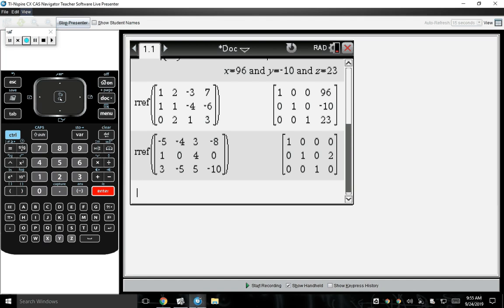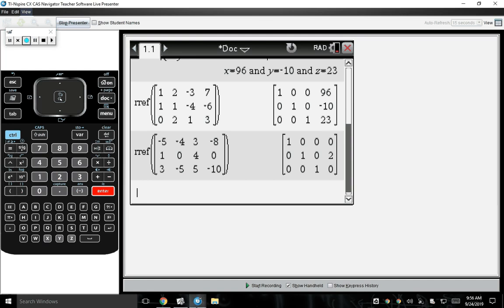Could you, like, for the original matrix, just write out the system of equations and plug that in to check it by hand? Yeah. No, you can check it by hand. You could also do this like negative 5x minus 4y plus 3z is equal to negative 8, and so on and so forth.